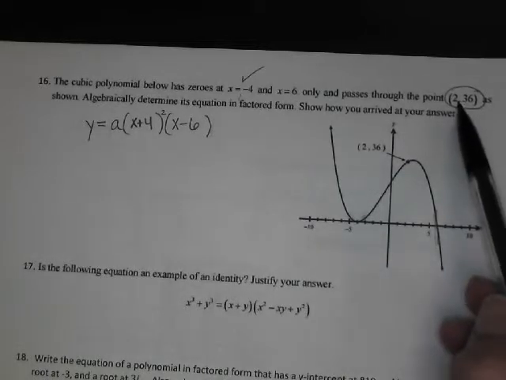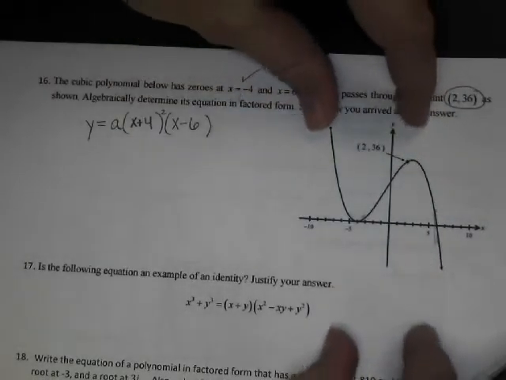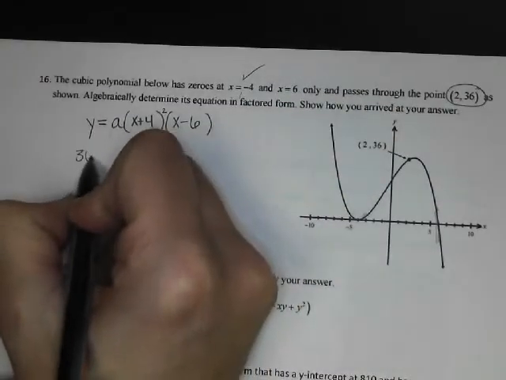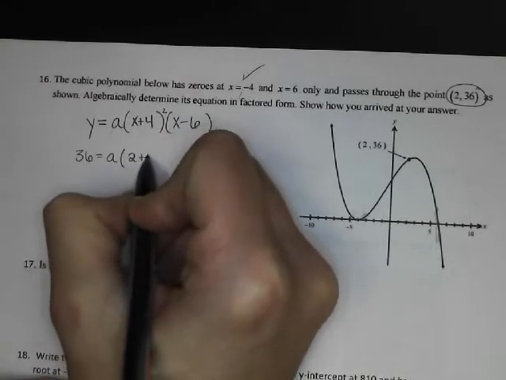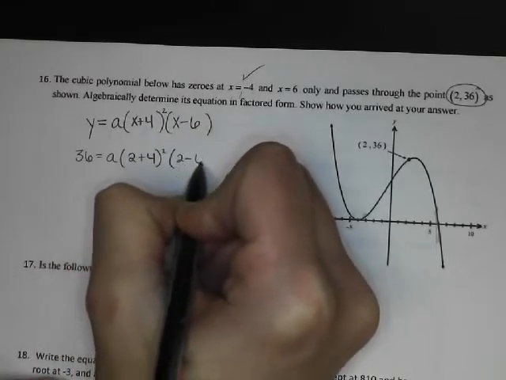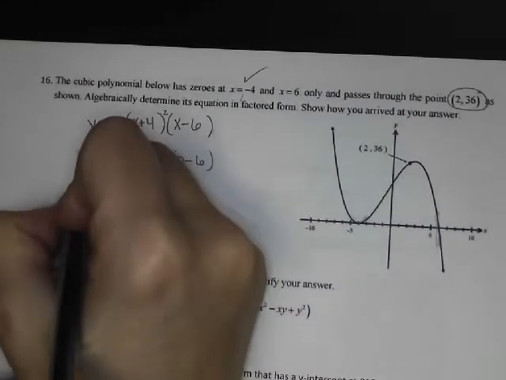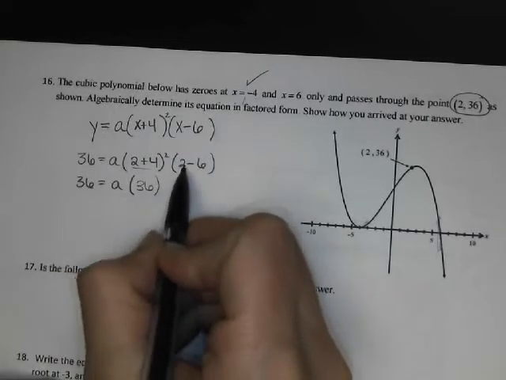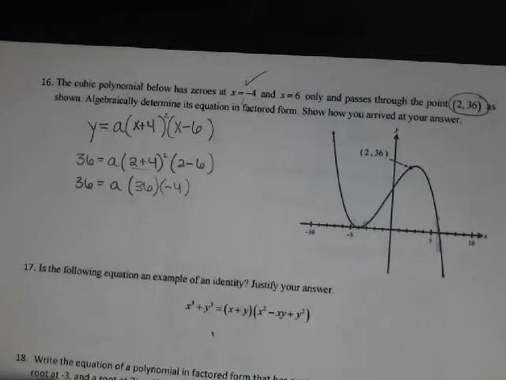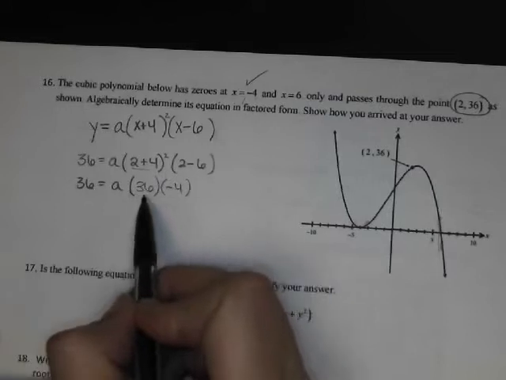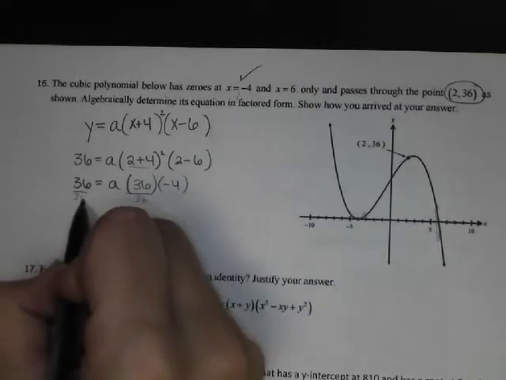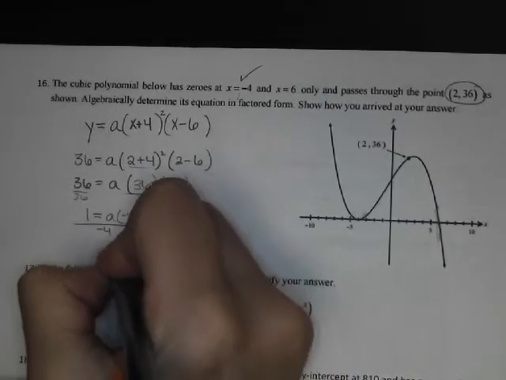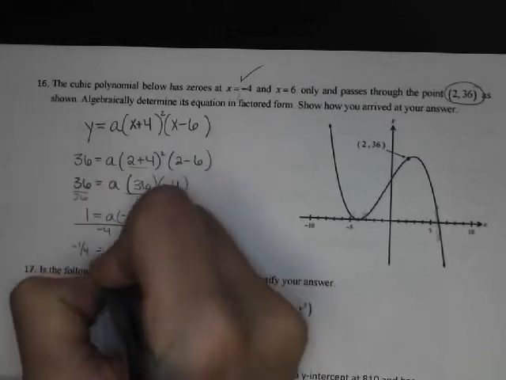You find a by plugging in a point to see how far up or down this whole thing gets stretched or compressed in order to hit 2, 36, and x is 2. Six squared is 36. 2 minus 6 is negative 4. So I can do this on the calculator, but just because I don't have one with me, I would divide over my 36 first, because I know that would make 1 equals a times negative 4. Divide by negative 4, and a equals negative 1/4.